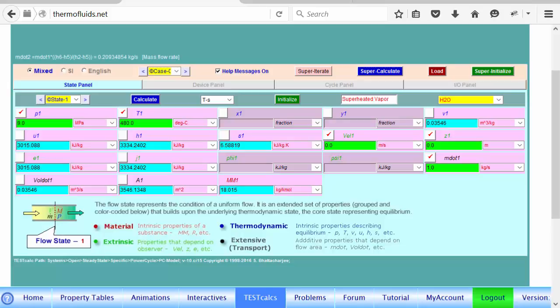Now again, state 1 is 9 MPa, 480 degrees Celsius. That gives out all the quantities we need, enthalpy and entropy. And notice that we don't know the mass flow rate m dot in this problem. We know the turbine net output is 100 megawatt.